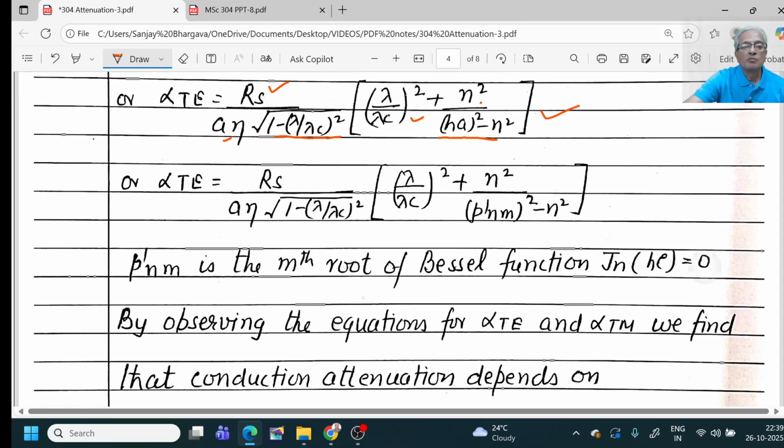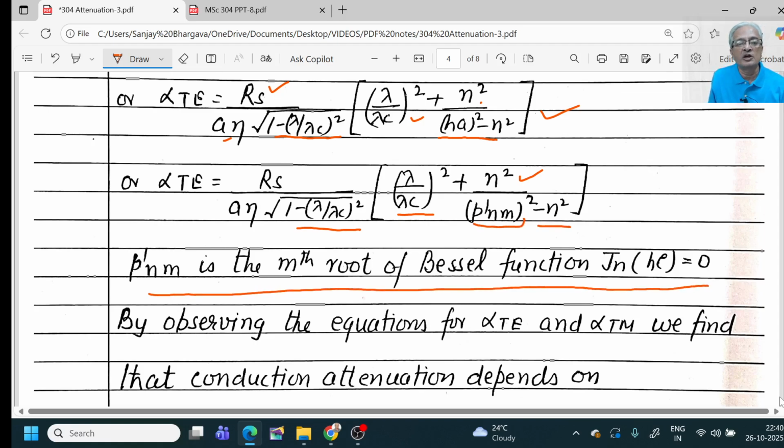TM modes. So alpha_TE would be equal to R_s upon a η under root 1 minus (λ/λc)², (λ/λc)² plus n² upon p'_nm² minus n². p'_nm is the mth root of the Bessel function J_n'(hρ) equal to 0.